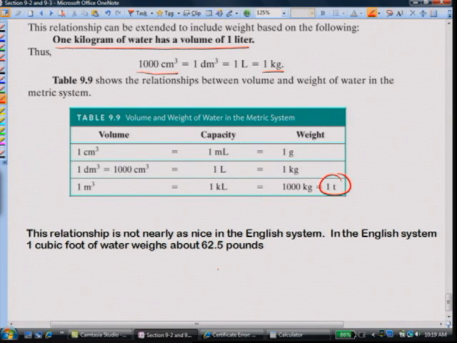So you can run into trouble, whereas it's just so nice in the metric system that you have this idea that 1 liter of water is 1 kilogram of weight. Okay, so that's it for sections 9.2 and 9.3.